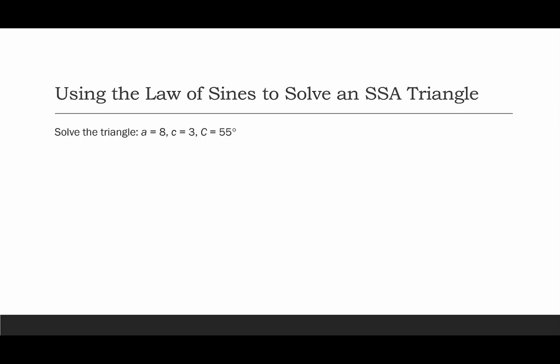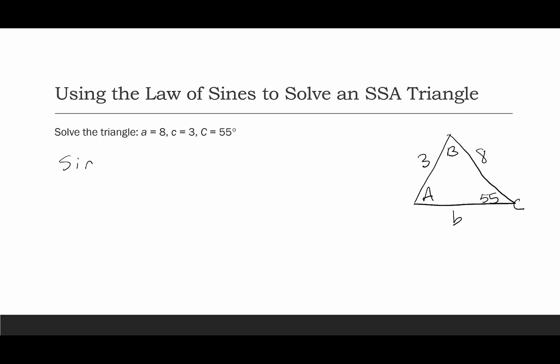We'll start with a triangle where a is 8, side c is 3, and the angle C is 55. We'll do a quick sketch. Here I have angle A with side 8. I have angle C, that's 55, has a side length of 3, and then B is unknown.